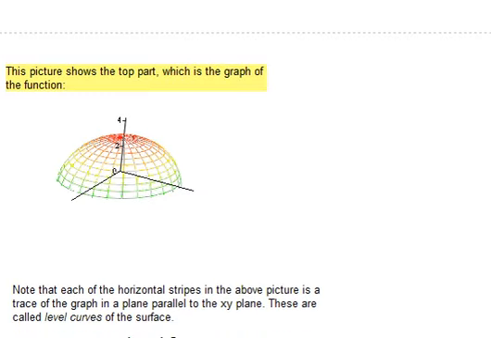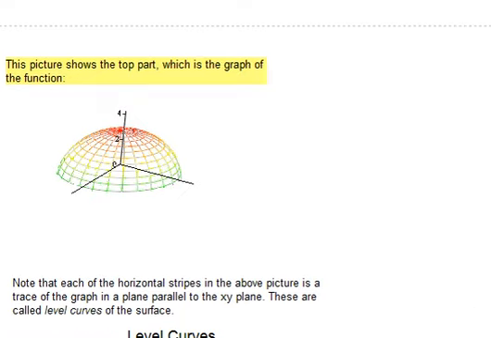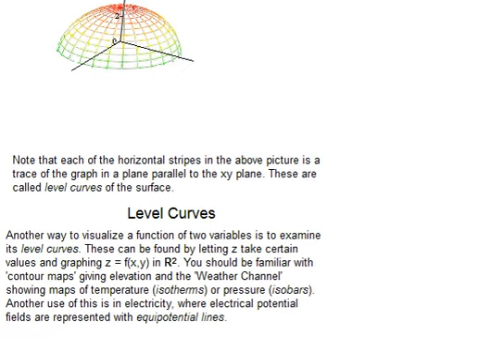So for what it's worth, each of the horizontal stripes in the above picture is a trace of the graph in a plane parallel to the XY plane. In other words, this one is maybe z equals 1/2, and this little line here is z equals 1, and maybe this one would be where z equals 2. And these are called the level curves of the surface. See why they're called level curves? At level 2, we have this intersection of the plane z equals 2 with the surface, so they're called level curves. And so another way to visualize a function of two variables is to examine its level curves.